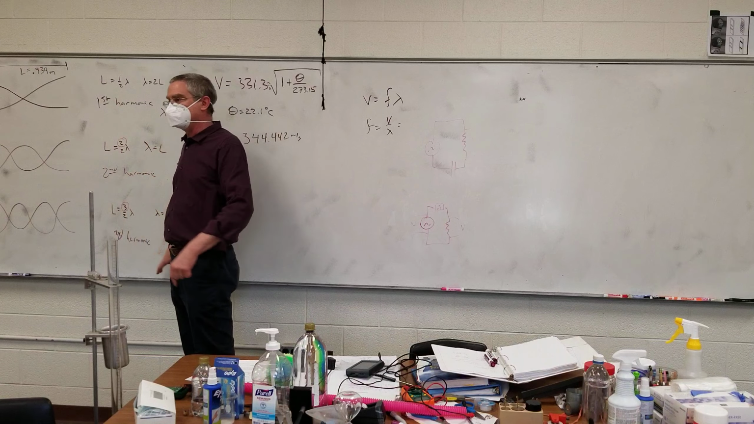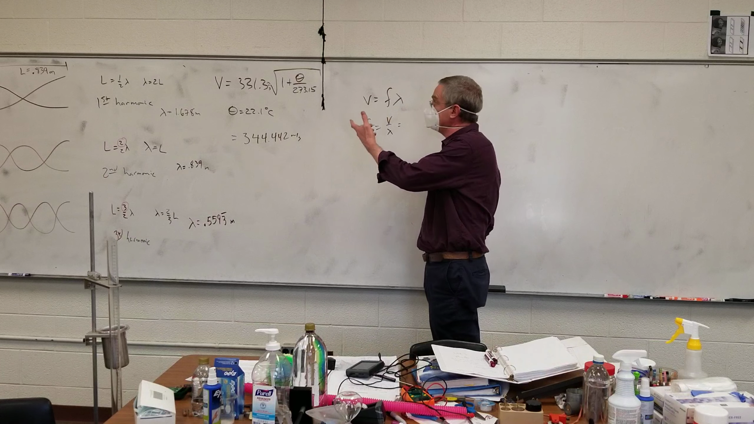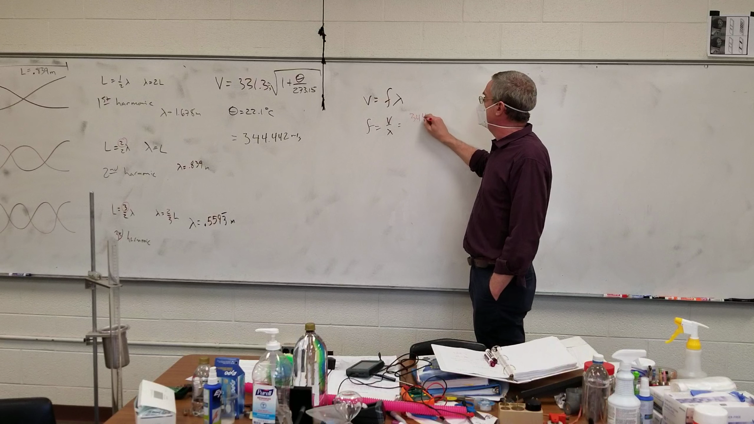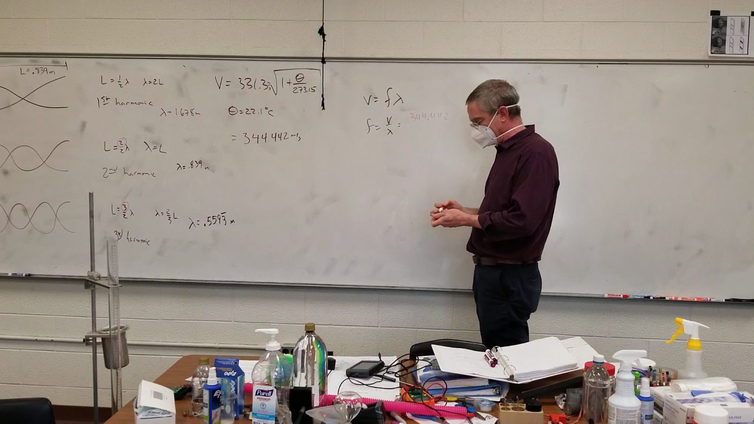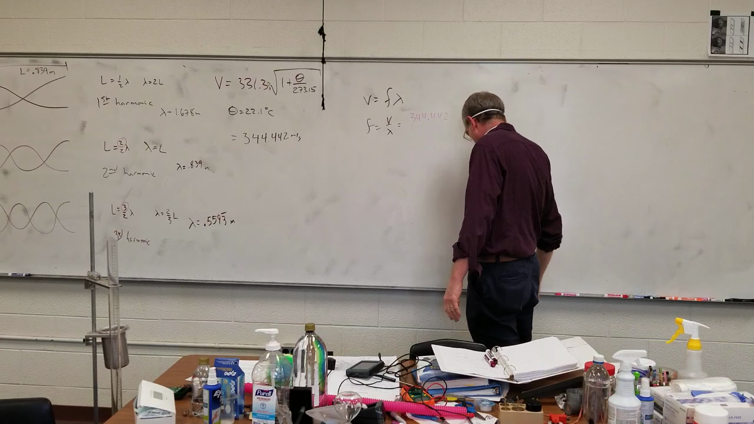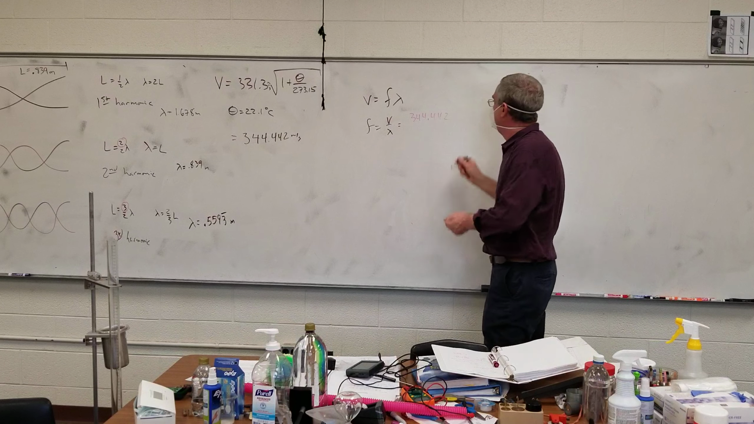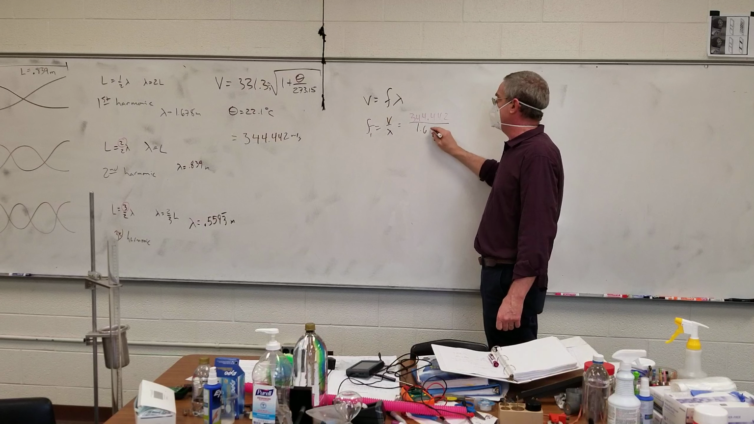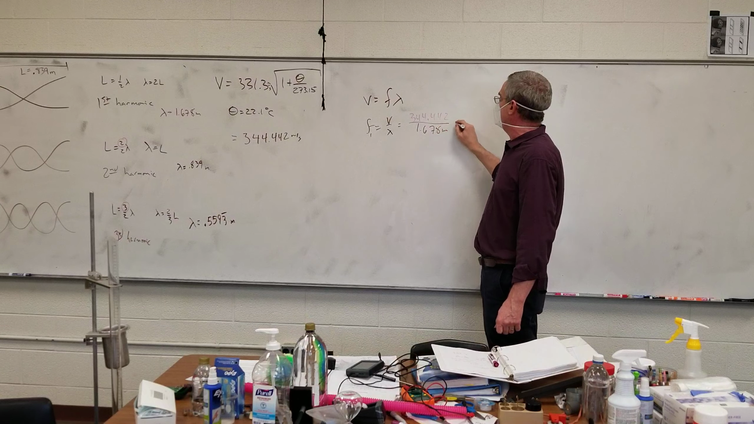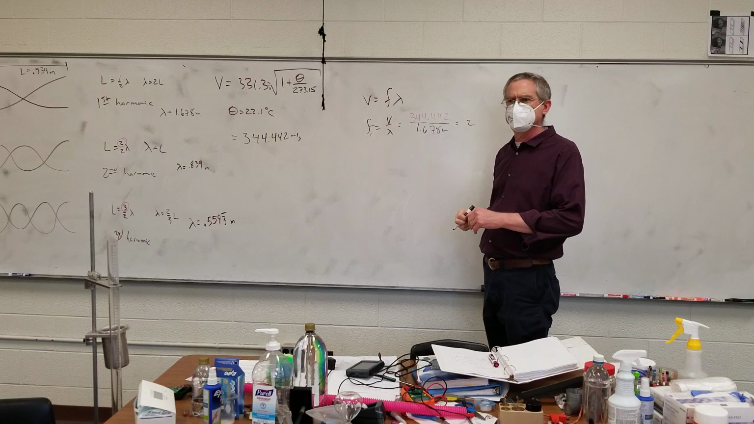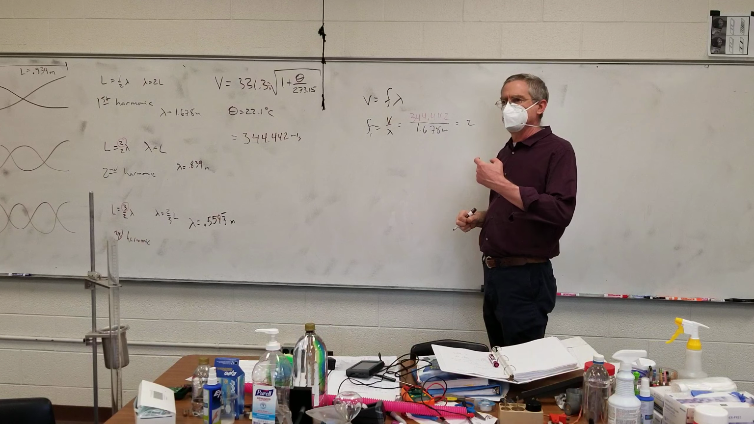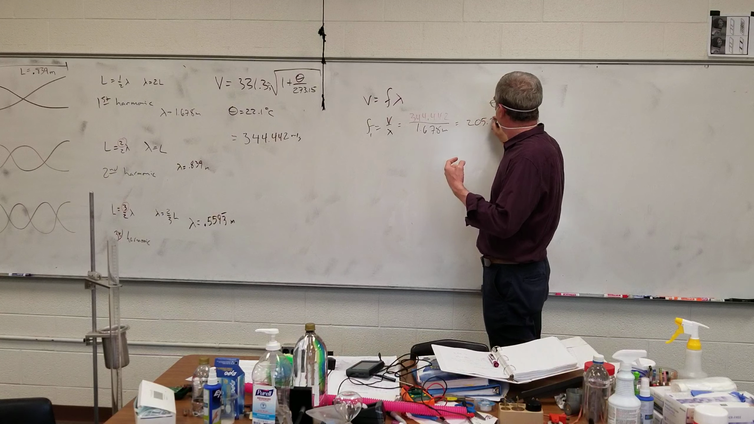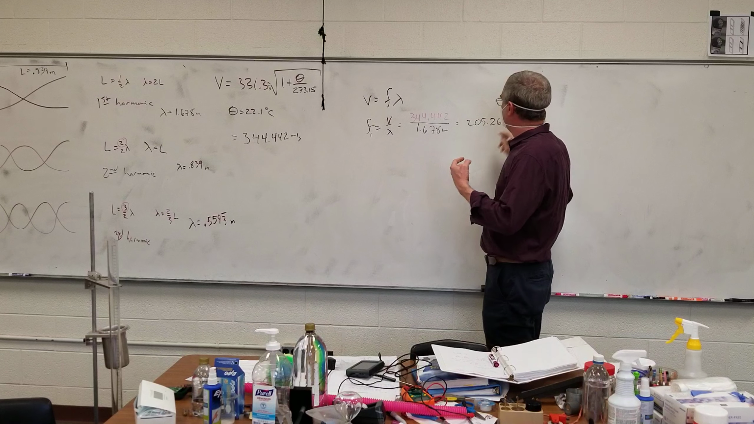All right, and then we figured for the first harmonic, the frequency of 344.442 divided by a wavelength, we'll put a little 1 down there to represent the first harmonic, 1.678 meters. And this was 200 something, I forget what it was. It was 205.269 Hertz.